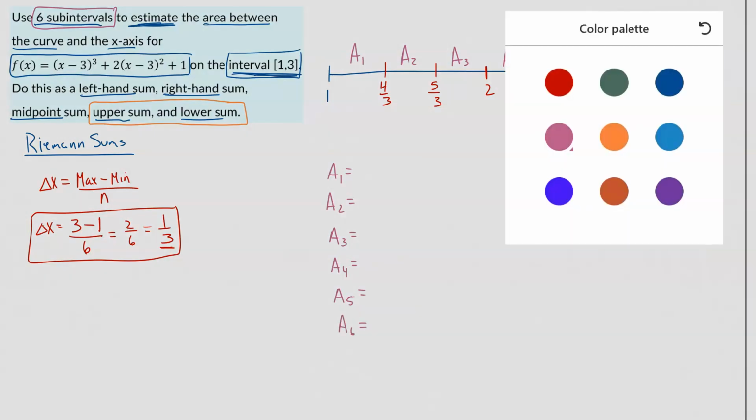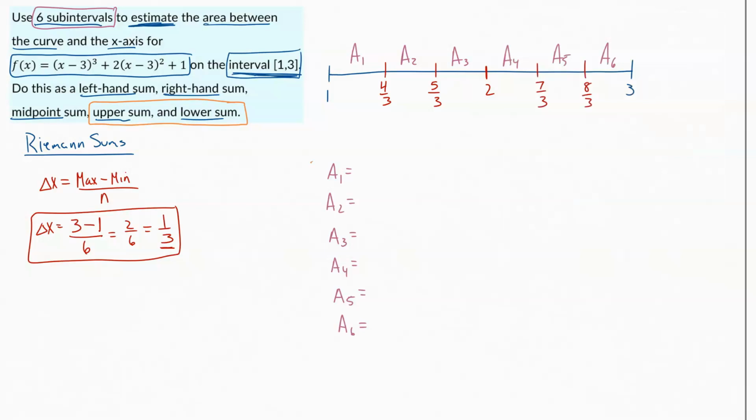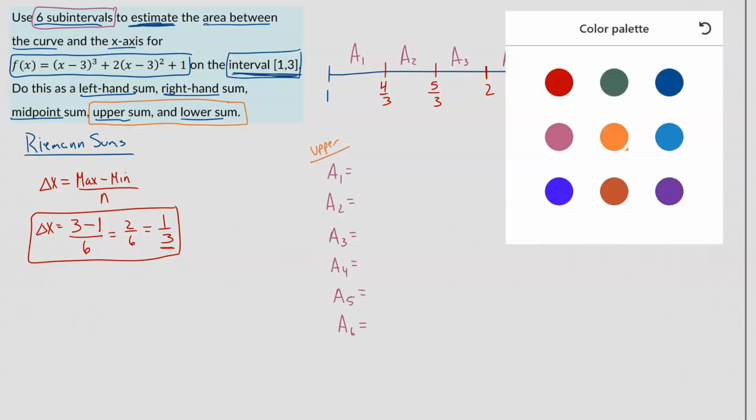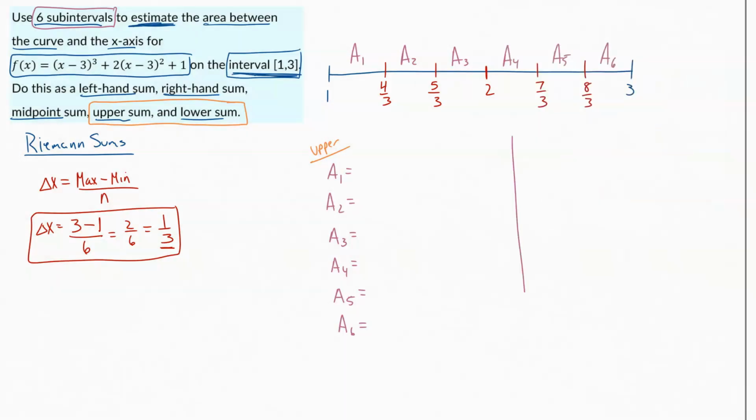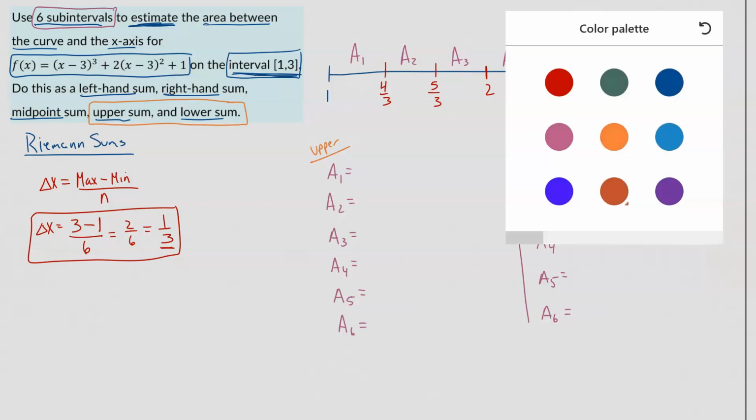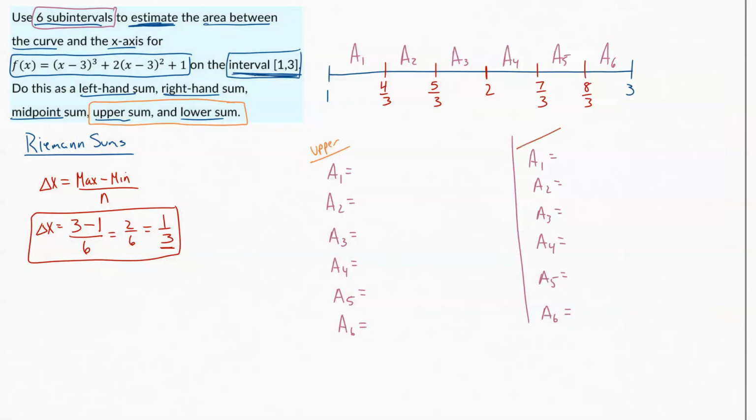And like I said, I'm going to do this for both sums at the same time. So we'll do this one as the upper sum. And like I said, you can really just lay these things out right next to each other. So then over here, I'm going to do A1 equals, A2 equals, A3 equals, A4 equals, A5 equals, A6 equals. And so on that table, I'm going to do the lower sum.